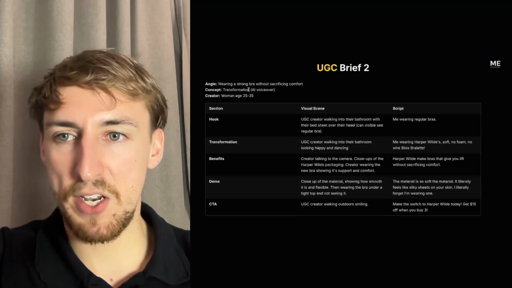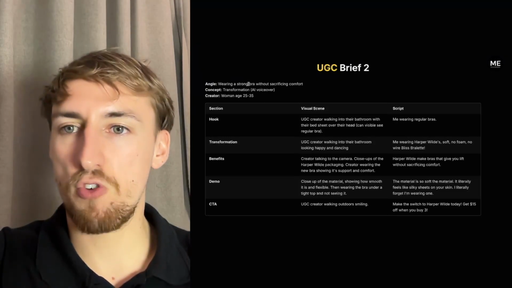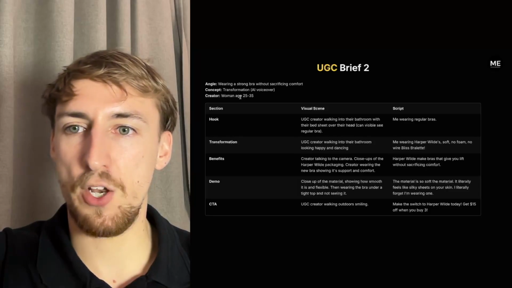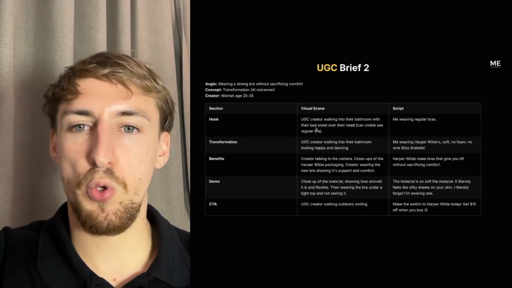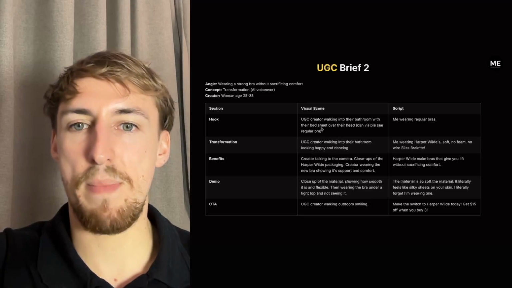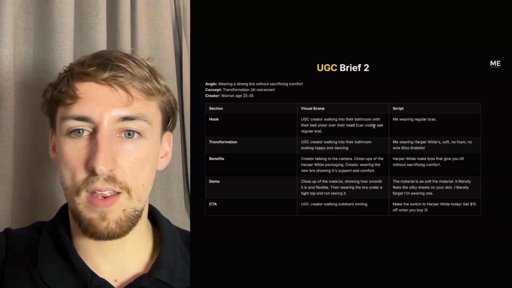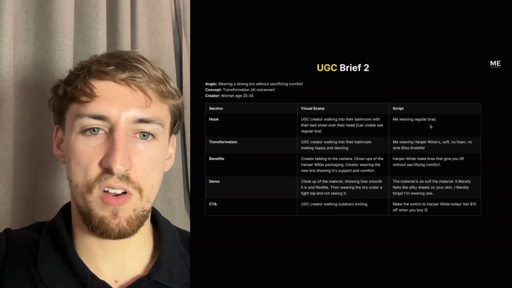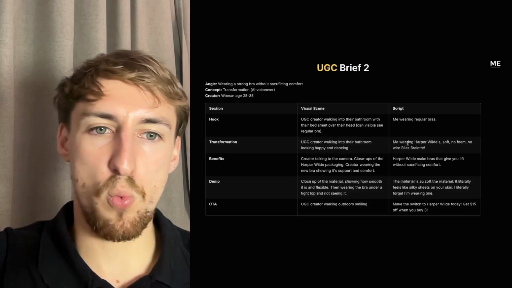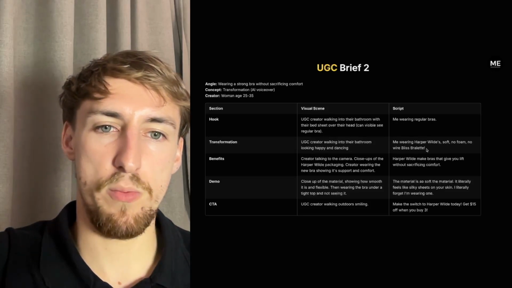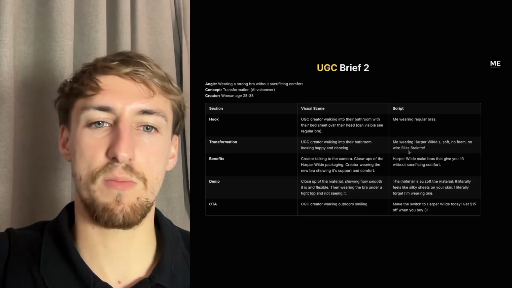So transformation with an AI voiceover, wearing a strong bra without sacrificing comfort, age 25 to 35 again. So UGC creator walked into their bathroom with their bedsheet over their head, can see the regular bra. So me wearing regular bras, and then transformation, me wearing Harper World soft, no foam, no wire bliss bralette.